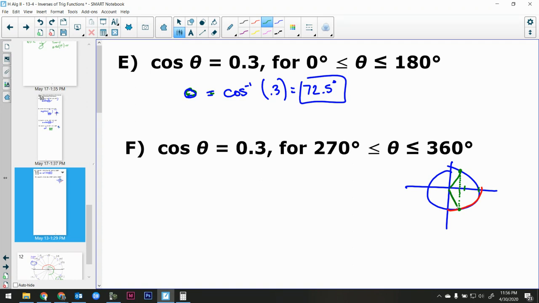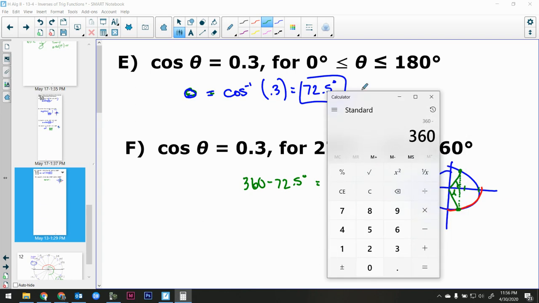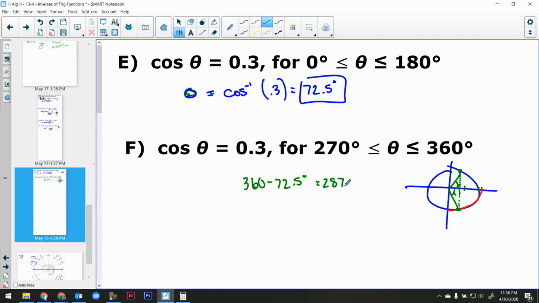Okay, where is it? Well, it's down there. Let's figure out what the angle is. If this is 72.5 degrees, this is 72.5 degrees as well. So I'm going to take 360 and subtract away 72.5 degrees, because that's the reference angle, to figure out what my full true angle is. So I take 360 minus 72.5. I get 287.5 degrees, which is within my restricted domain.